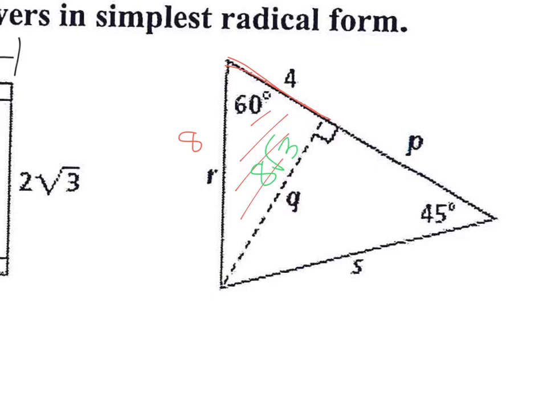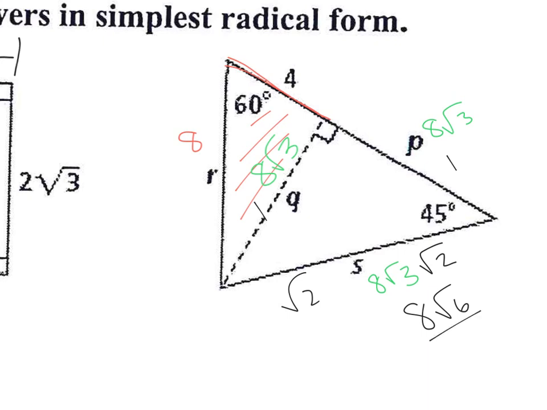Since this triangle right here is an isosceles right triangle, this side is 8 root 3, and then this side has to be 8 root 3 times the square root of 2, because it goes 1, 1, root 2. So it's going to be 8 root 6. And this doesn't break down any further, so there's your answer.